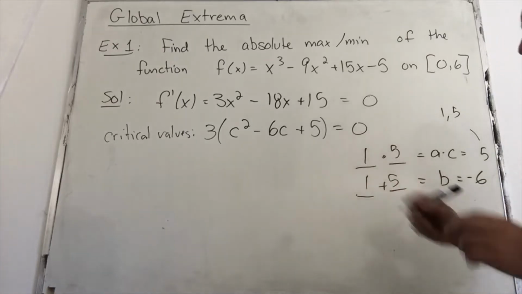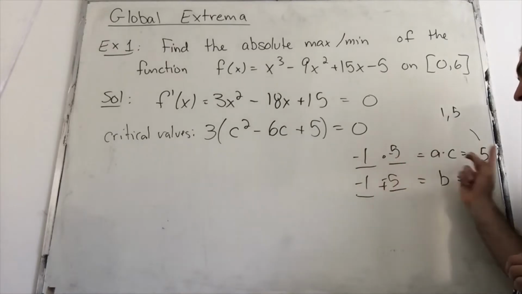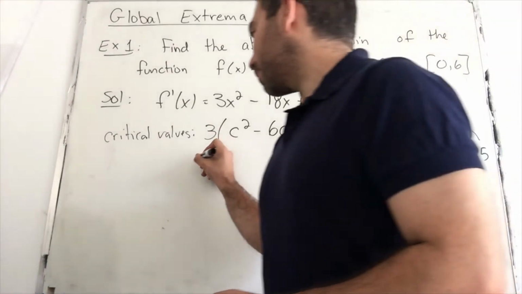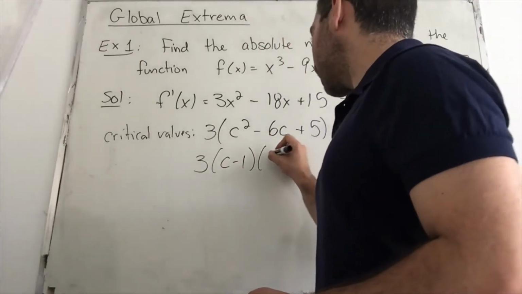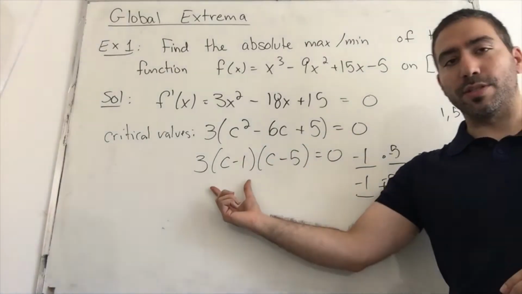To get negatives, you have to ensure that both of them are negative. So negative 1 times negative 5 is positive 5, and negative 1 plus negative 5 is negative 6. Those are the factors. So we get 3, (c minus 1), and then (c minus 5). Okay, so we factored these two terms. Now we use the zero product law.